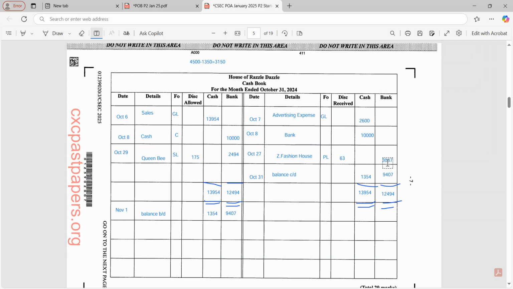So in total, we're going to be paying $3,087, which is going on our credit side because it's a payment, and the folio is a purchases ledger since the fashion house is a creditor, right?